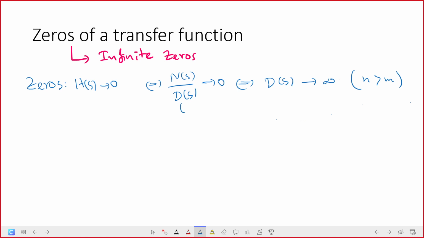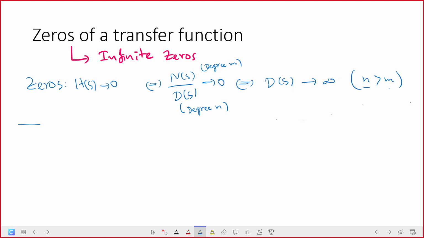This one has degree n, this one has degree m. An infinite zero exists when n is greater than m. Otherwise, it doesn't. I mean, otherwise means n can be equal to m.